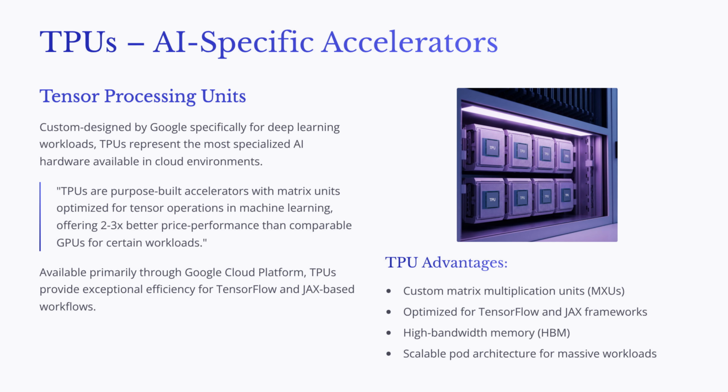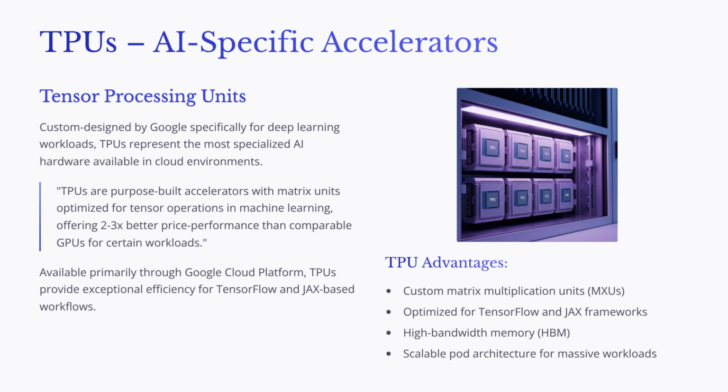Tensor processing units, or TPUs, mark the next step, purpose built AI chips. Designed by Google specifically for deep learning, TPUs are application specific integrated circuits, hardware optimized solely for tensor operations. Their matrix multiplication units, or MXUs, are built for the workloads that define AI training. They offer 2 to 3 times better price performance than GPUs for certain tasks, especially when using TensorFlow or JAX. TPUs also feature high bandwidth memory and scalable pod architectures, allowing thousands of units to work together on massive models.